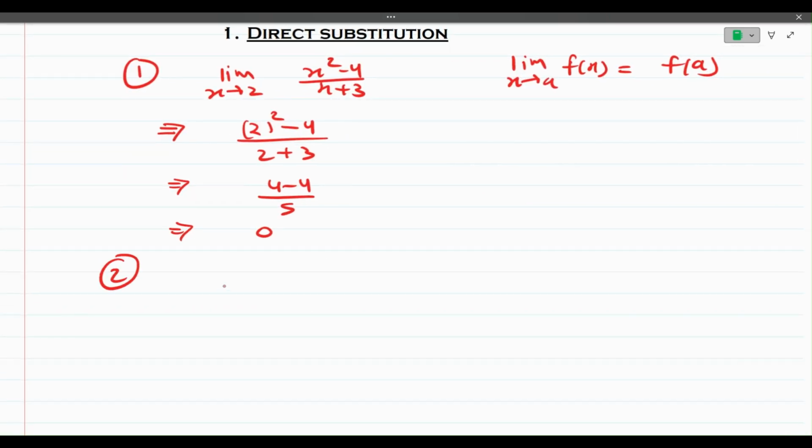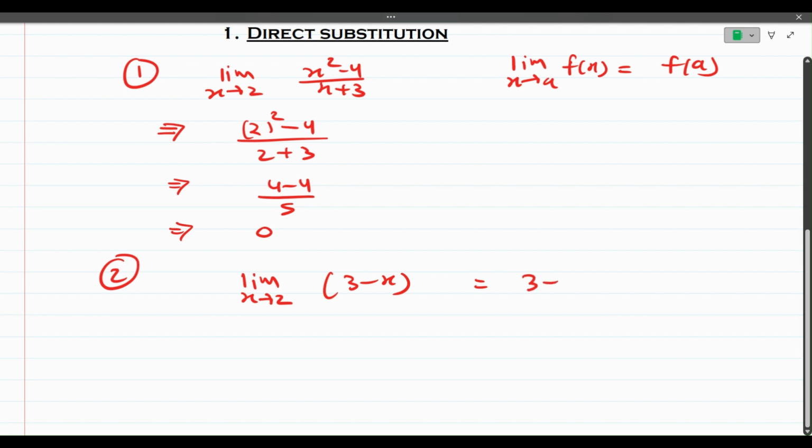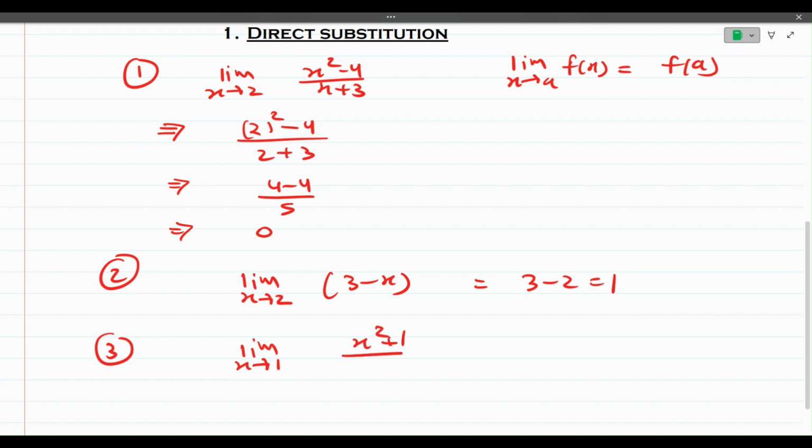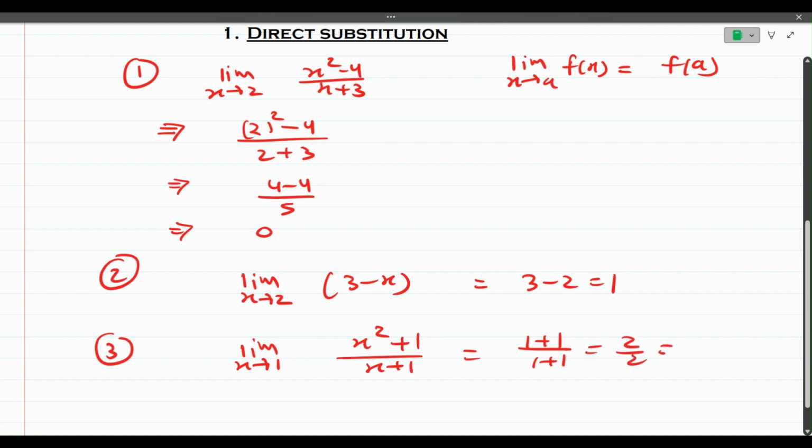Another example. If this is limit x tends to 2, 3 minus x, this is going to be 1, because 3 minus 2 is 1. Or limit x tends to 1, x squared plus 1 over x plus 1, you get 1 plus 1 over 1 plus 1, that's 2 by 2, which is 1. So when you don't get an indeterminate form, it can be solved using direct substitution.